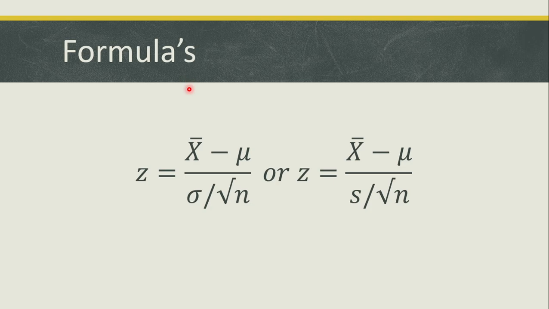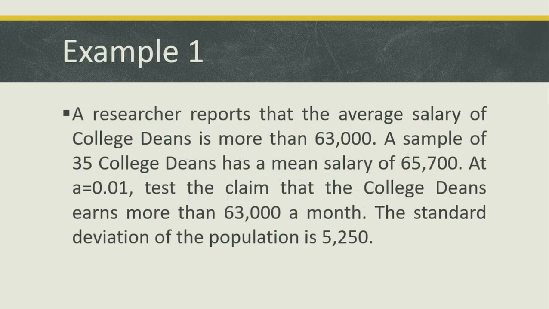Sir, ano yan? Okay. Ito po ang formula. So, Z is equal to the sample mean minus the population mean all over the standard deviation, either population or sample. Then, we will be dividing it by the square root of n. So, ito po yung dalawang formula na gagamitin natin depende sa standard deviation. Kung population, yung una. Pag sample yung standard deviation, itong pangalawang formula. Okay, so tandaan nyo yung formula ha. Ulitin ko lang: sample mean minus population mean divided by the standard deviation, divided by the square root of n. Okay? So, let's have an example.